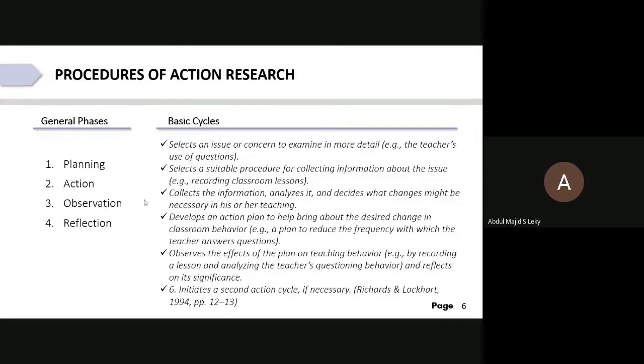Okay, so the next is to observe the effect of the plan on teaching behavior. For example, by recording a lesson, analyzing the teacher's questioning behavior, and reflecting on its significance. And then the last cycle is to initiate a second action cycle if necessary. When we think that the first cycle is not good enough to collect information and resolve the classroom problem, then we need to do a second action cycle if it's necessary.